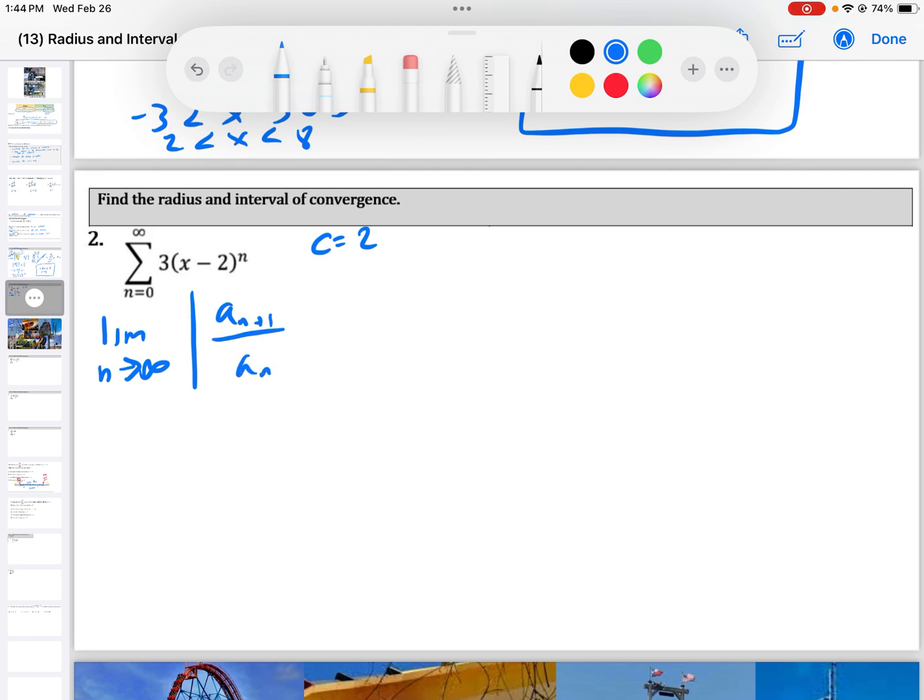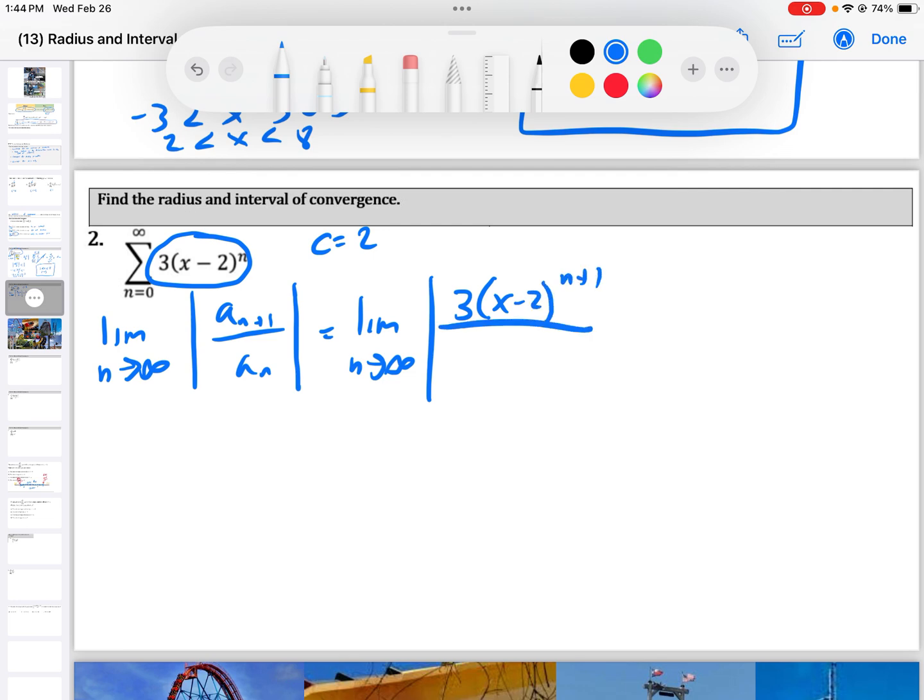So I'll say the limit as n goes to infinity of the n plus 1 term over the a sub n term. That's equal to the limit as n goes to infinity. I'm going to plug in n plus 1. It'll be 3 times (x minus 2) to the n plus 1 over the nth term.